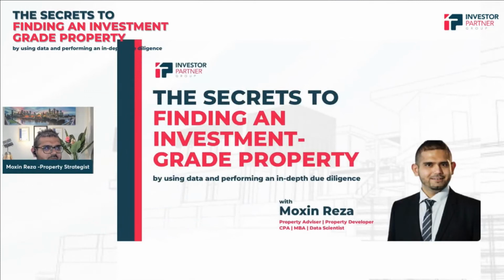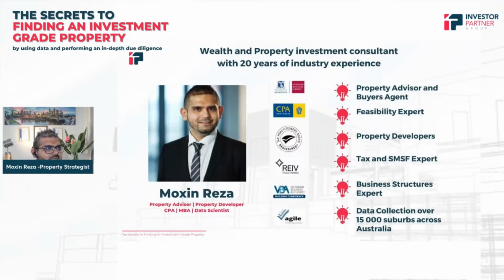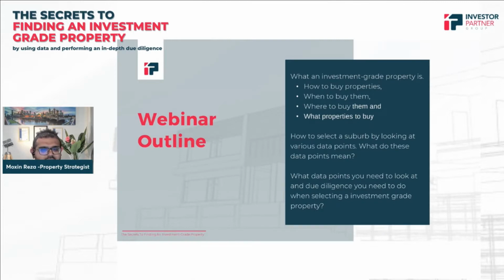So again, we're talking about the secrets of finding an investment grade property. What is this webinar going to talk about? The key things are how to find the properties, how do we go about buying them, where to buy these properties, where to find these properties, how does the suburb selection work, what data points are we looking at, how do we go about finding the right property for the right portfolio, and what are the key things that you need to look at when you're doing due diligence for your investment property.